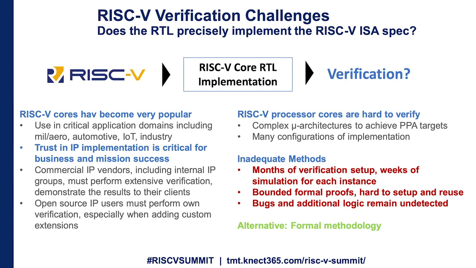But verification of these cores is very hard, and this is due to the fact that there are complex microarchitectures, and because RISC-V allows you to plug in extensions, there are many configurations. From the formal world, what we have so far is difficult to set up, and also the results that we get are bounded. And when you have bounded formal proofs, the bugs and additional logic remain undetected.